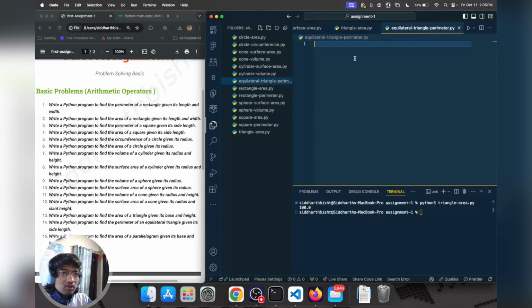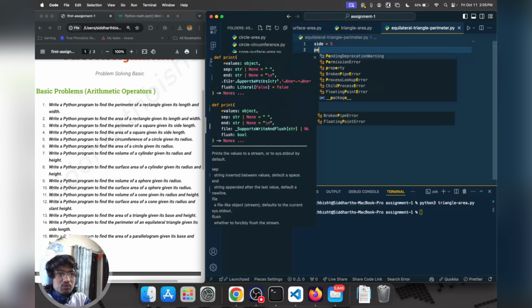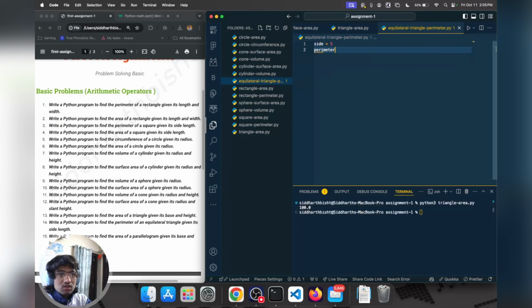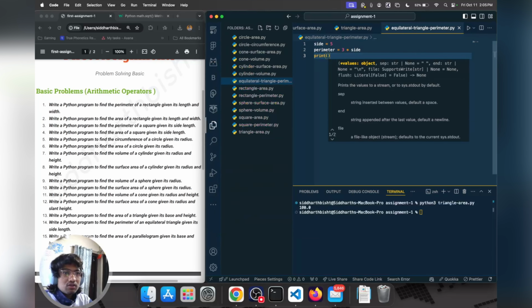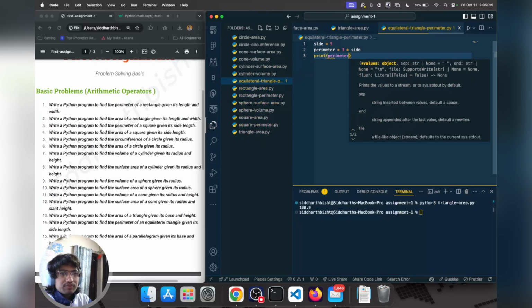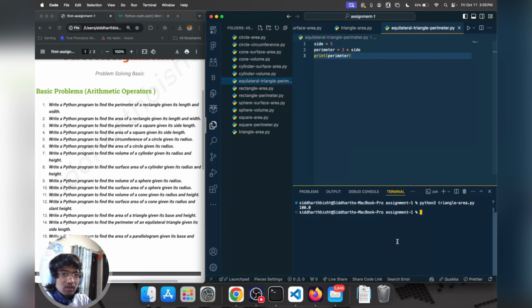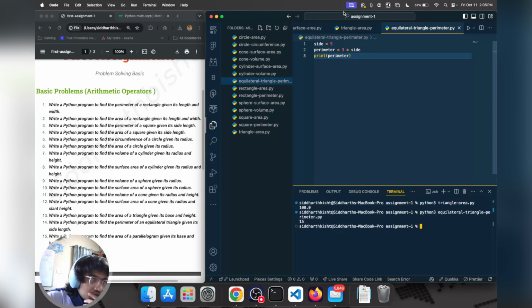perimeter.py, and let's have one side of it, let's say 5, because all sides will be equal. So its perimeter is quite easy, just a formula, 3 multiplied by whatever the side is, and that's all. Print perimeter, and as soon as I run this, I will get its perimeter. We are just using some mathematical operators in all of the problems.